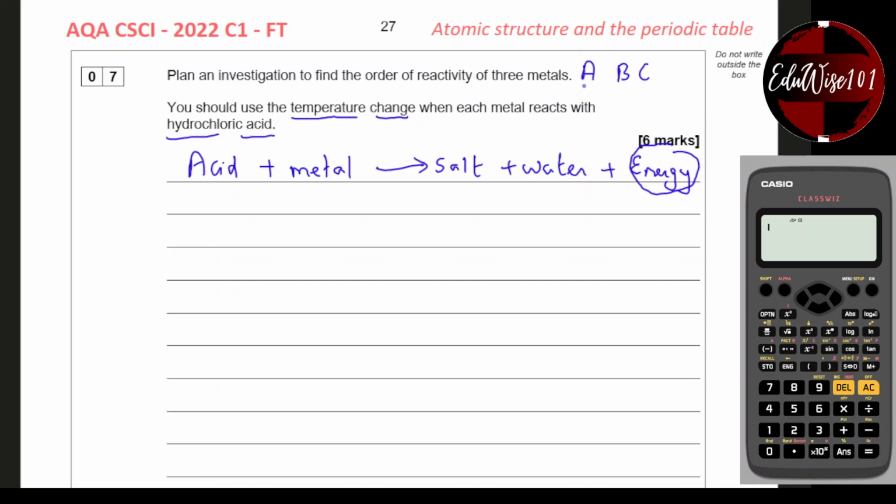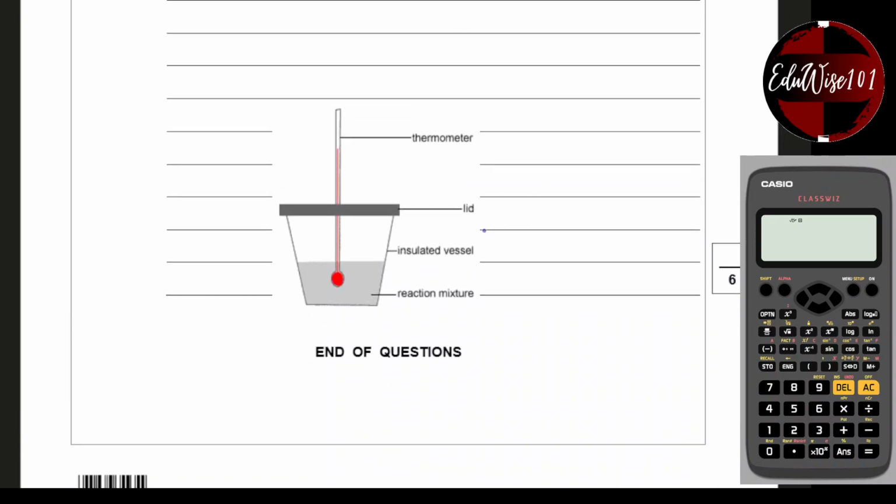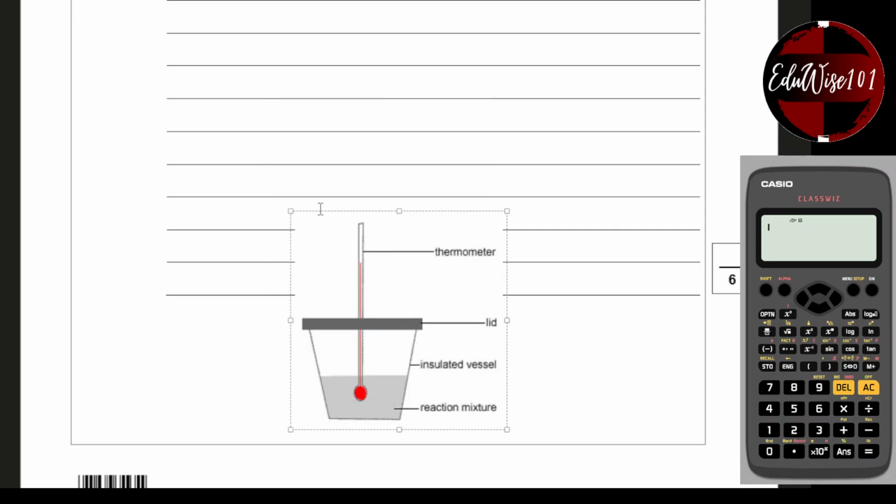Now you need to think carefully about control variables. You want to use the same amount of acid every single time. And you will need to use the same amount of metals for each of them, whichever metal that you're reacting. So those are control variables. Right? Now what you're measuring is the temperature change, which is your dependent variable. Right? And your independent variable is these 3 different types of metals because you're changing them on purpose. Right? So here's a simple diagram of the experiment setup. Right?